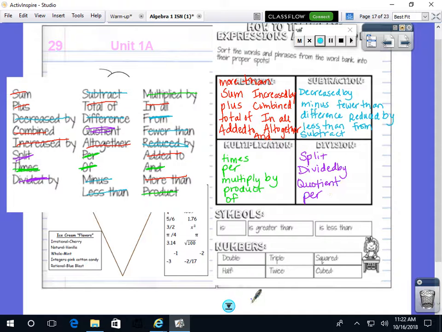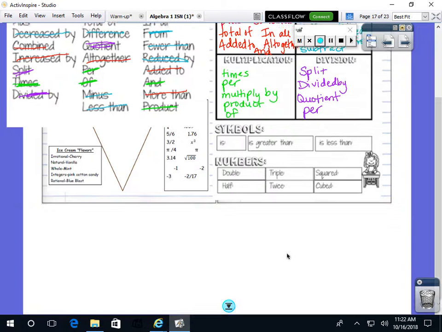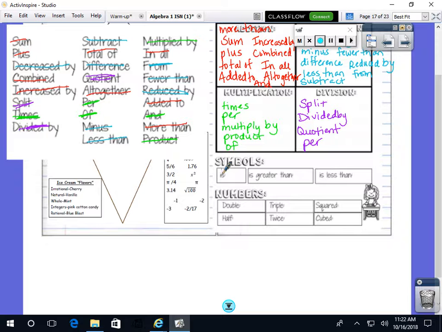Okay, now let's talk about some symbols. What does the word is mean in a symbol? Like if I say 5 plus 5 is 10, equals. Okay, is greater than, the greater than symbol. Is less than would be the less than symbol.